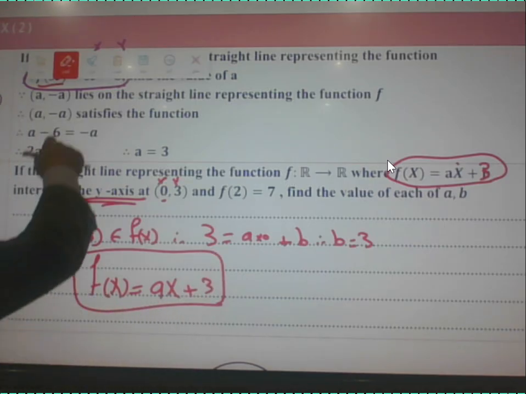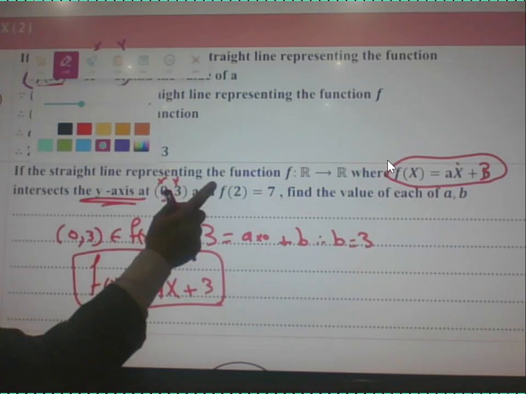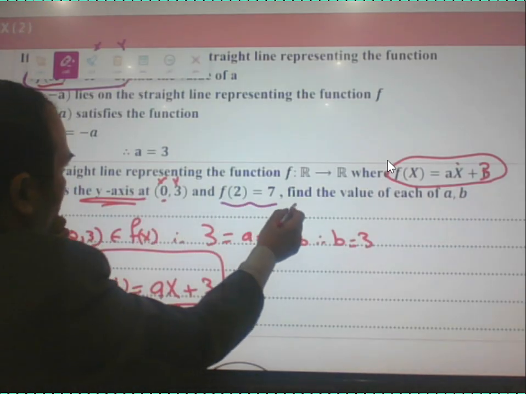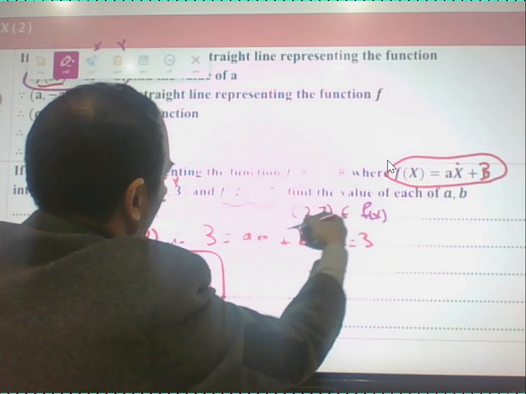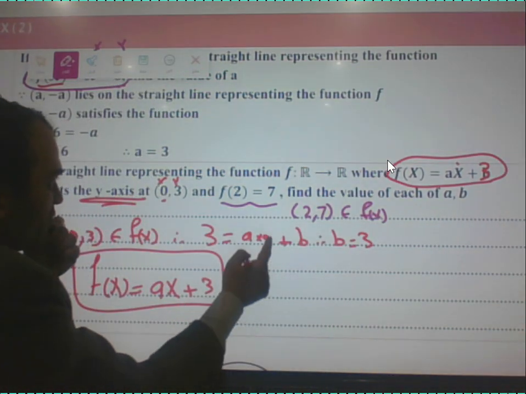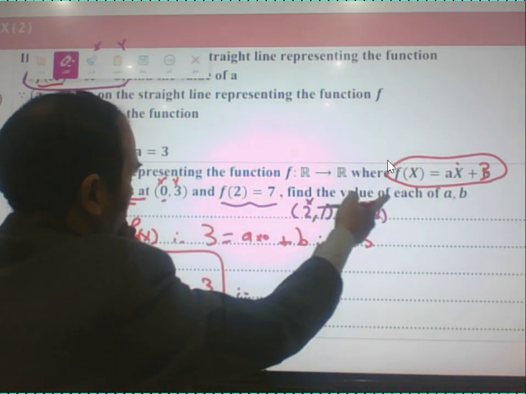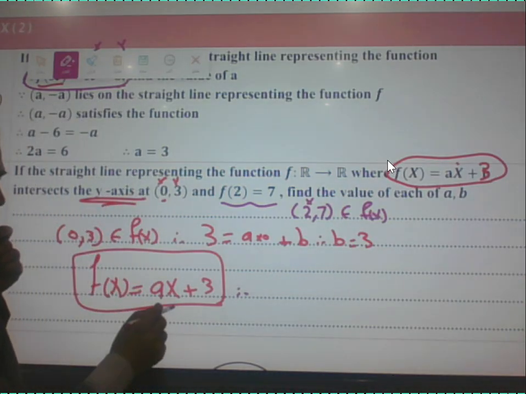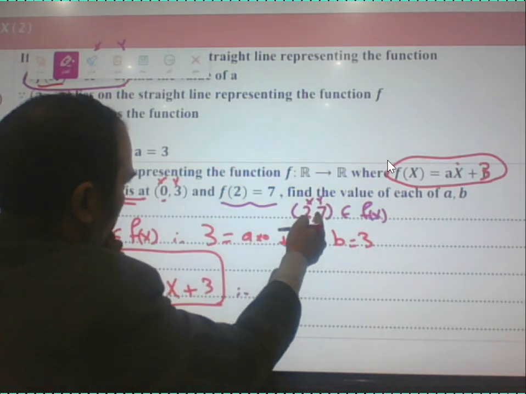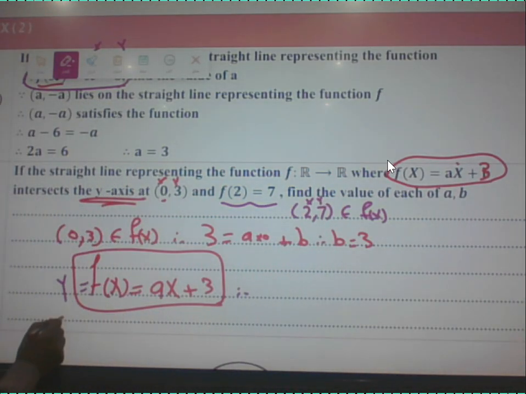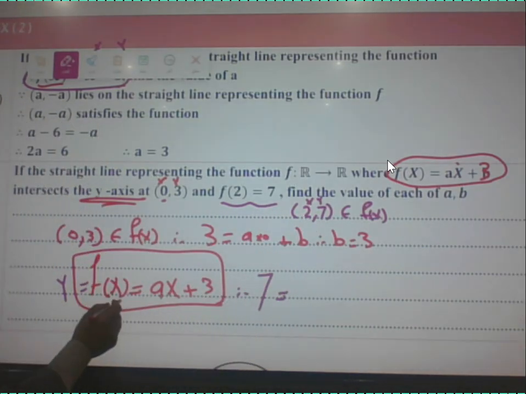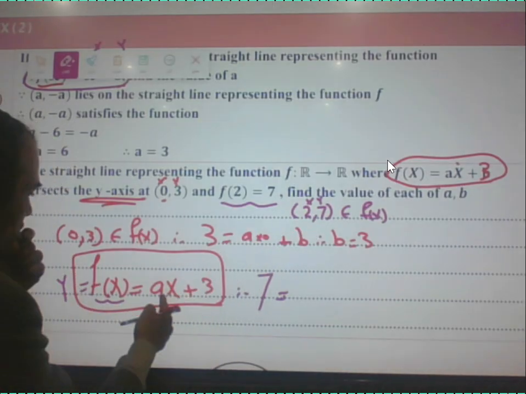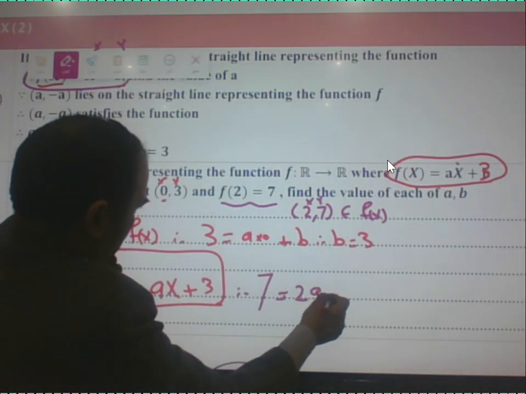How can we find the value of a? Use the point. We also have the second point (2, 7). We have 2 and 7 also on the function, so this point satisfies the equation. Then we can find the value of the unknown a using the point. We have x and y, where f of x equals y, but the value of y equals 7. Then 7 equals, pay attention, a times x. X here equals 2. 2 times a will be 2a plus 3.